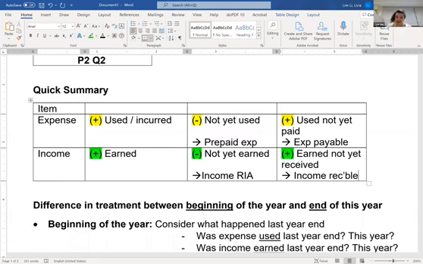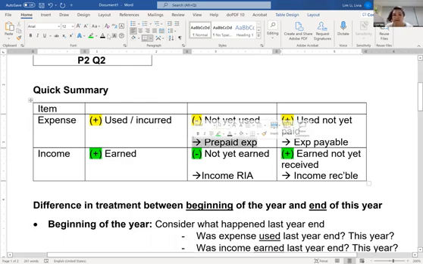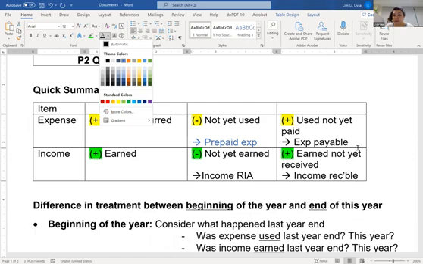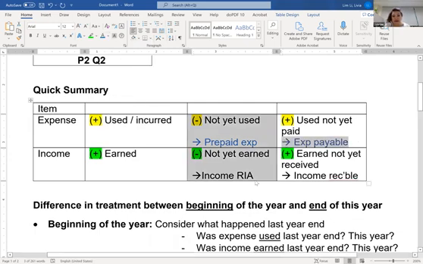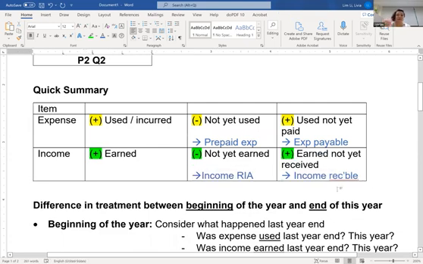All right. Now, there is a difference though between the treatment for all these items, the prepaid expenses, expense payable, income received in advance, income receivable. There's a difference in treatment between the beginning of the year and at the end of the year. But it will help you a lot if you keep asking yourself, when was this expense used? Was it used last year or was it used this year? When was this income earned? Was it earned last year or was it earned this year?